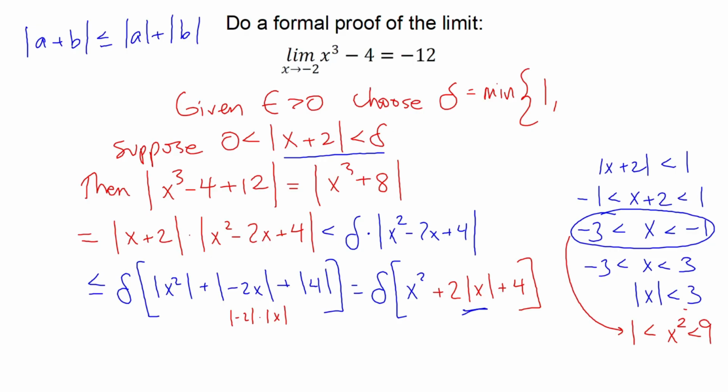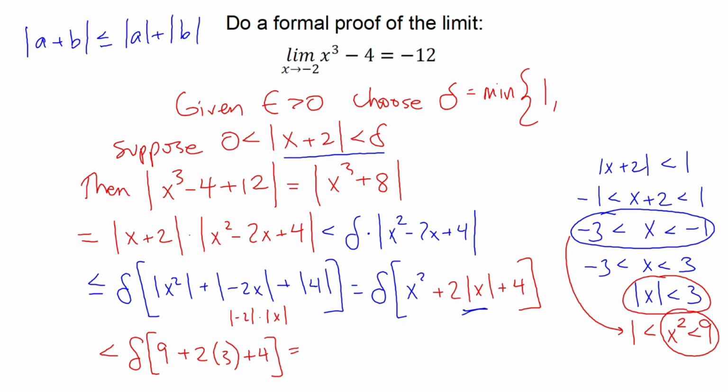So I now know that x squared is less than 9 and that the absolute value of x is less than 3, which means I can go in and say that what we've got over here, our delta statement, is now less than delta times, well, x squared is less than 9, so I can put a 9 in here. And 2 times the absolute value of x should be less than 2 times 3, because the absolute value of x is less than 3. And 4 is just 4. Well, if I add all of those together, I get 19 delta.